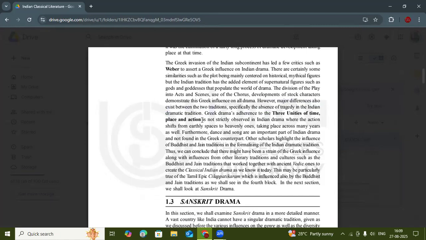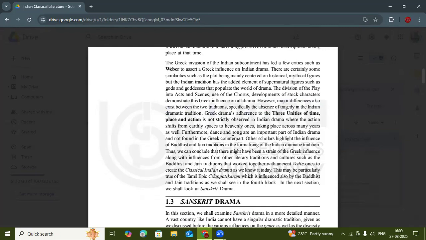So in Indian drama, the action will be happening on earth and also in heaven. You may have seen some of the dramas. One thing may be happening on earth, and the next scene could be in heaven. Those rules are not strictly followed in Indian drama, where the action shifts from earthly spaces to heavenly ones, taking place across many years. So the stories may be taking place over many years as well.